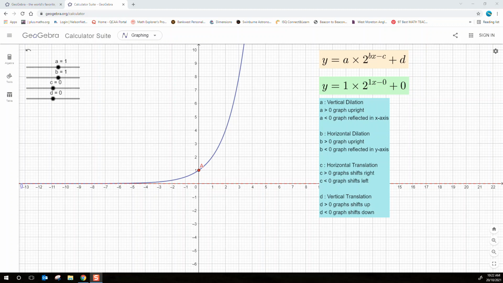Hi everyone, this screencast is going to be a quick review of transformations, and we're going to be paying attention to a base function of 2 to the power of x.